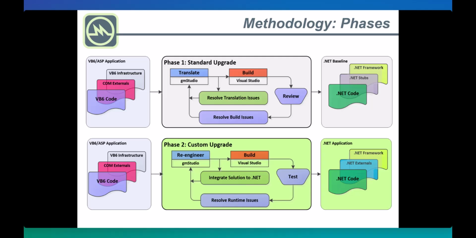So how do we get to runnable code? Our methodology has really two phases. First is a standard upgrade. That is producing translations that build. Again, that involves gathering up the VB6 code and the COM dependencies, creating a standard upgrade solution that does the translation and the build, and then resolving any issues that come. So here we are at this stage now. We're going to now begin going through the steps of the custom upgrade.